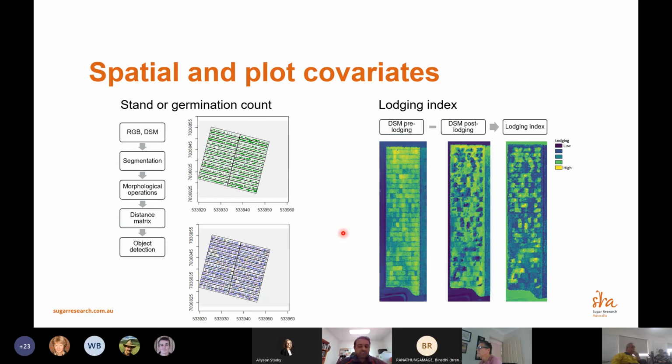And we could also capture other covariates such as germination or stand count and a lodging index. So we can capture all these traits and make these data available to the breeders to use as covariates for statistical analysis, and it boils down to the breeders to find the covariates that they think would improve their trial precision, and we are in a position to capture these traits quite easily from the plots and provide them with the plot level data for further analysis.